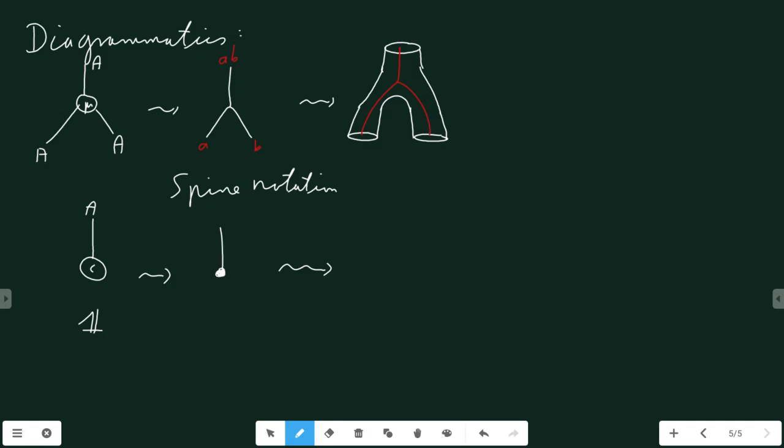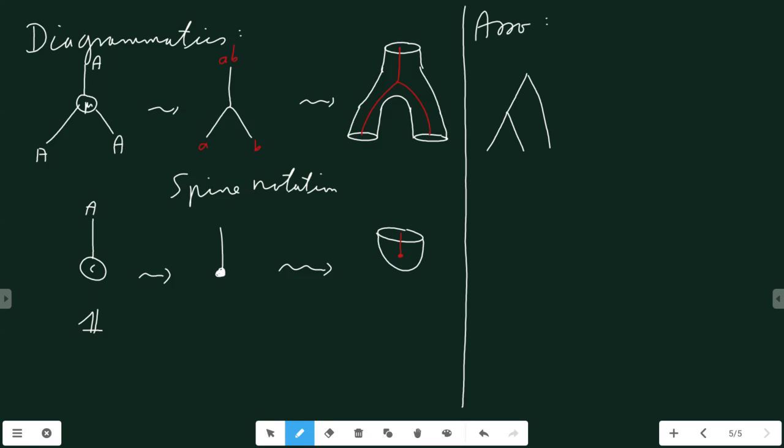And the same here, this guy goes from nothing to a circle. And what can I do going from nothing to a circle? Well, I can do a cup. And it's again hollow. I can put water inside. And here is my spine. Okay, and now the relations are as follows. Associativity now looks as follows. And unitality looks as follows.